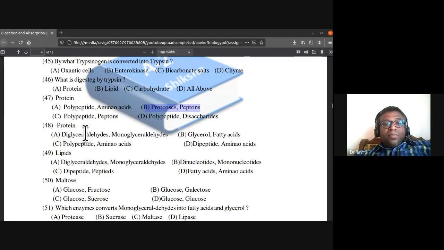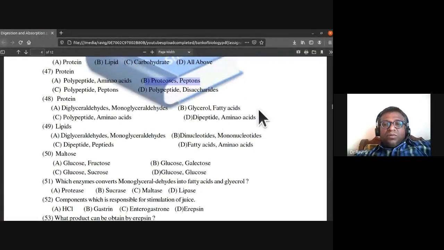48th, proteins. Glycerol, fatty acids, or is it polypeptide and amino acids? Or is it dipeptide and amino acids? For 48, it is a conflicting answer. They have given it as C, polypeptide and amino acids, so even here it should be the same. Proteins are finally broken down into polypeptides and amino acids. So 47th is A, 48th is C.